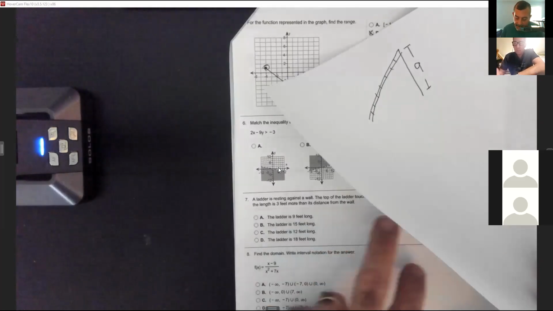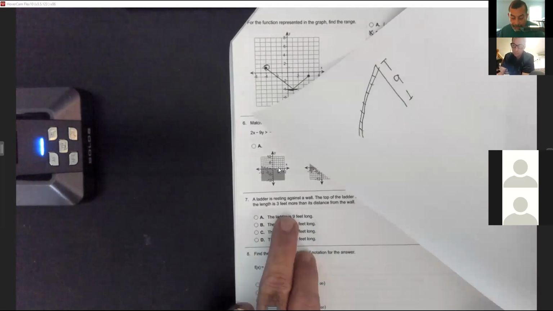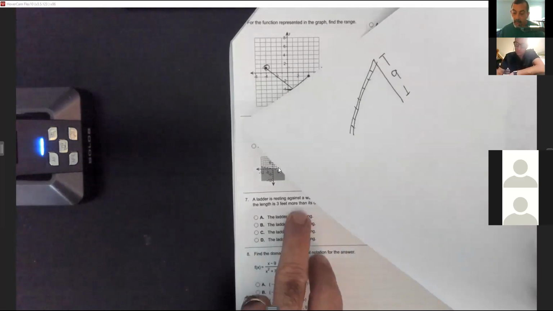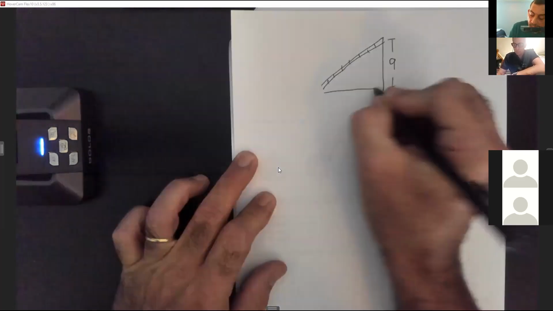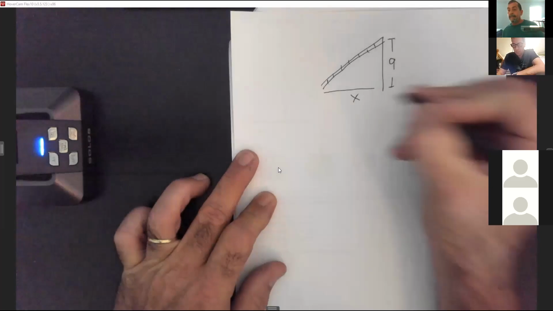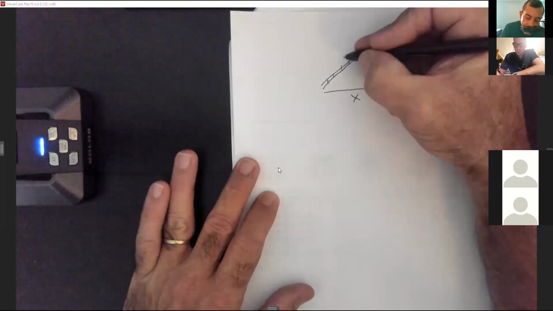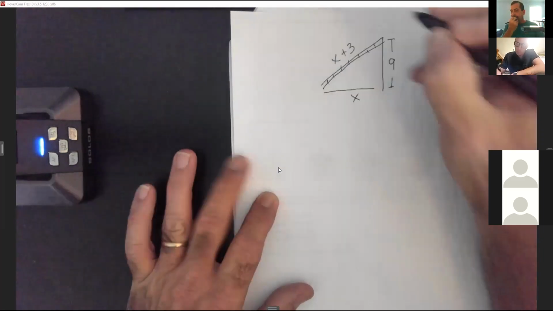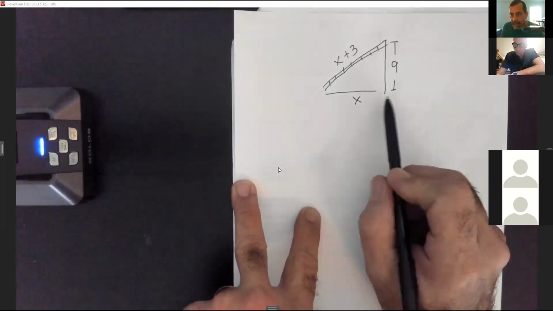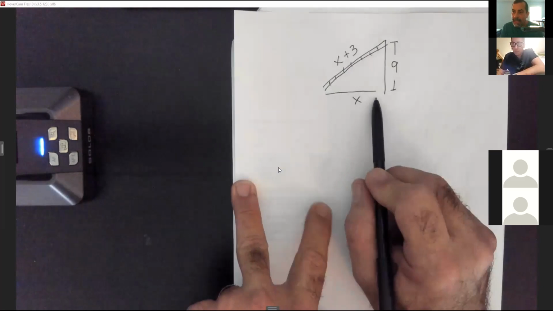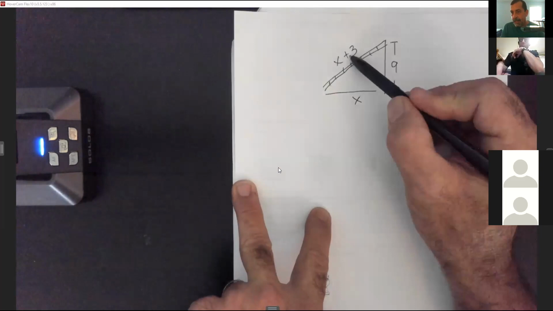Then it says, find the length of the ladder if the length is 3 feet more than the distance from the wall. Well, here's the distance from the wall. We don't know that, so we're going to call that x. But it did tell me that the ladder was 3 feet longer, so that would be x plus 3. Now remember, we're not looking for x, which is this distance. We're looking for how long is that ladder. So when you solve it for x, you better add 3 to it to get my ladder, okay?